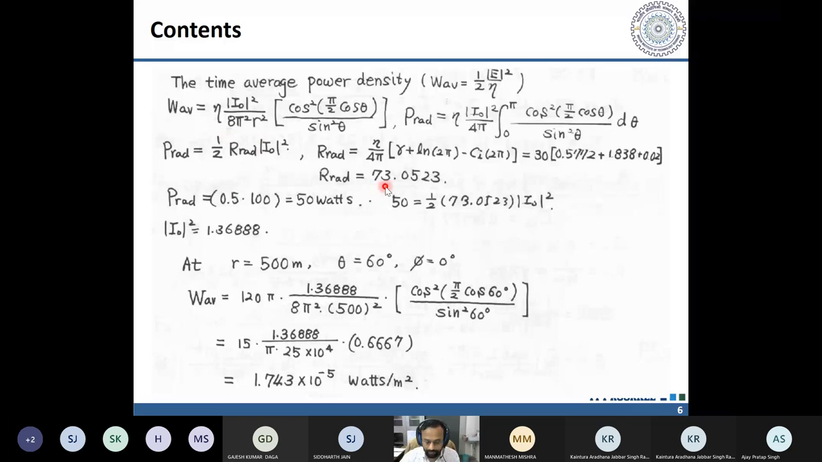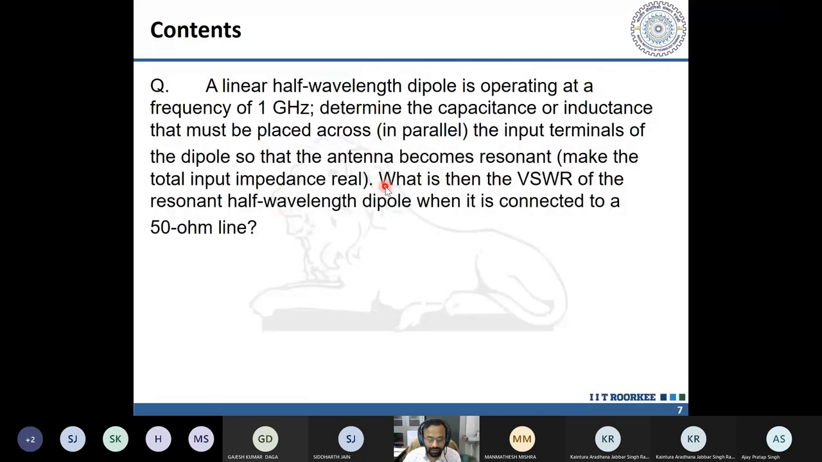Okay, so let us take another problem. A linear half wavelength dipole antenna is operating at a frequency of 1 gigahertz. The wavelength is given. Determine the capacitance and inductance that must be placed in parallel with the input impedance of the dipole so that the antenna becomes resonant at the desired frequency.